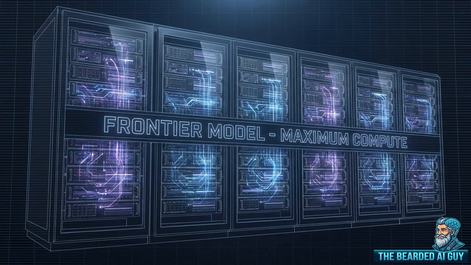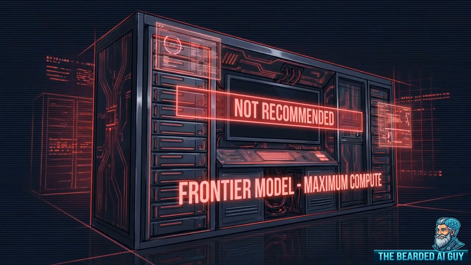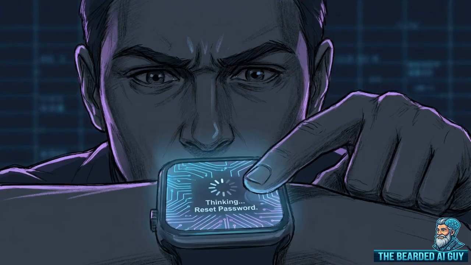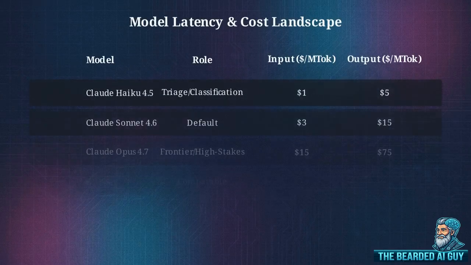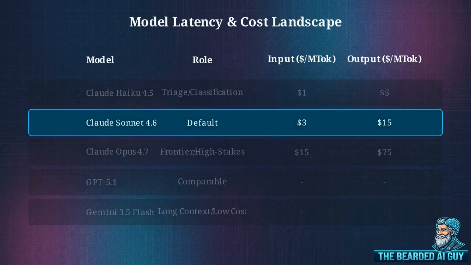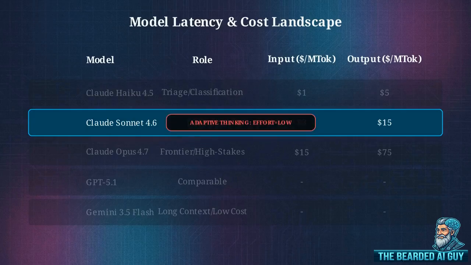There is an assumption among builders that deploying the smartest, most capable frontier model is always the correct architectural choice. In a help desk environment, that instinct is wrong. Forcing a multi-hop reasoning model to execute simple tasks incurs massive latency and token cost penalties. Extended thinking doesn't help when a customer just needs a password reset. This table compares latency and cost metrics across the current model landscape. The optimal default configuration for routine help desk work is Claude Sonnet 4.6, specifically set to low-effort mode.